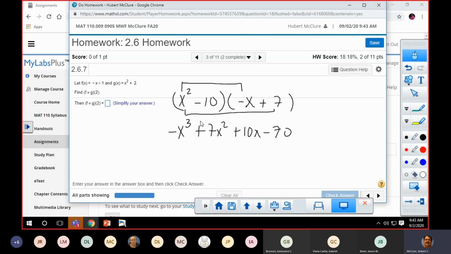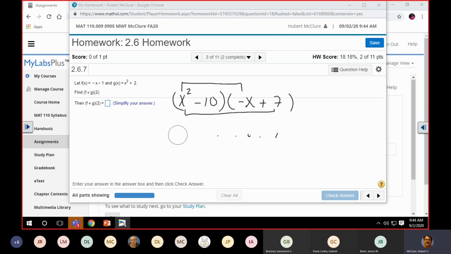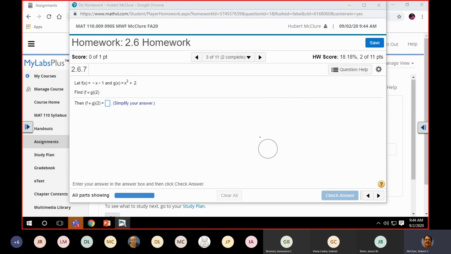All right, I'm going to let y'all do that one. F composed of G, and then they want you to plug in a 2. But first you have to do F composed of G. Now you could plug in 2, but I wouldn't do that. I would do F composed of G first. So go ahead and do that one, because that's a test question right there, and a standardized test question. Let's go ahead and do that.